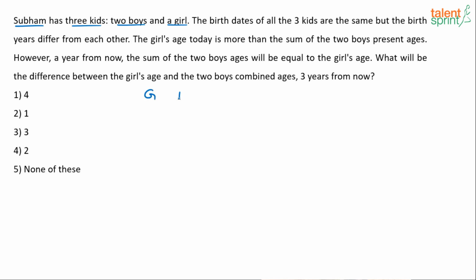So let's assume the ages are G, B1 and B2. It says the girl's age is more than the sum of the boys' ages, B1 plus B2. However, after 1 year, the sum of the 2 boys' ages will be equal to the girl's age. So after 1 year, what will happen? Girl's age is G plus 1. This should be equal to the sum of the boys' ages.